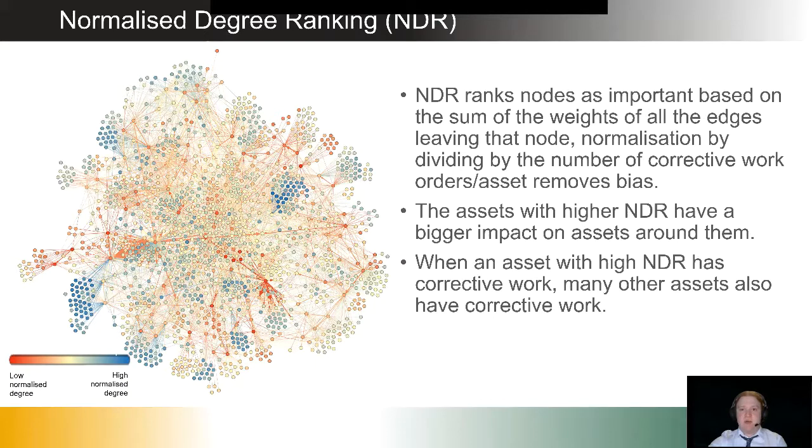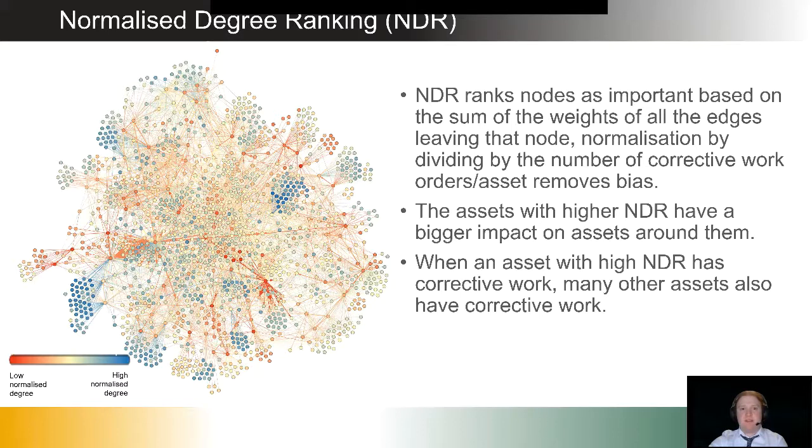Using this method, however, will give a bias to assets that have lots of work orders in the data, as they would have more connections just by chance. To alleviate this, the degrees can be normalized. We simply divide the degree of each node by the number of work orders made for that asset. This removes the bias and highlights the assets that may have the most volatile failures.